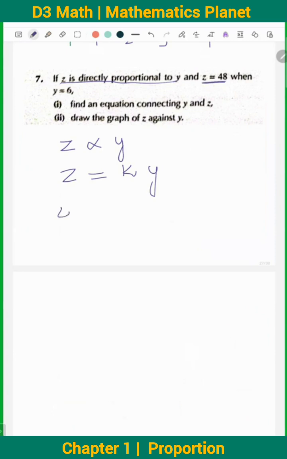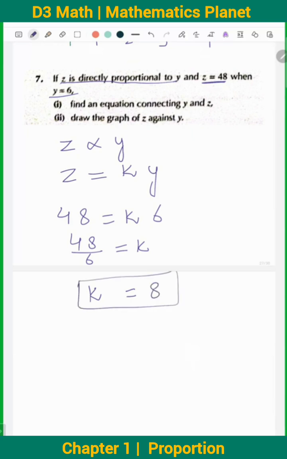Z is equal to 48, y is equal to 6. So 48 by 6 is equal to k. So k will be 8. So k is equal to 8. Now part number 1. Find an equation connecting y and z. So z is equal to ky, which can be written as z is equal to 8y.